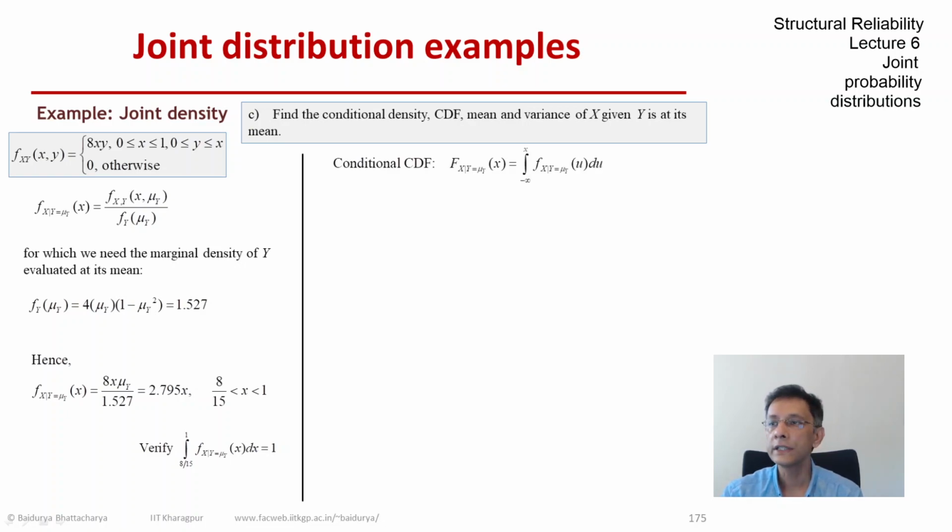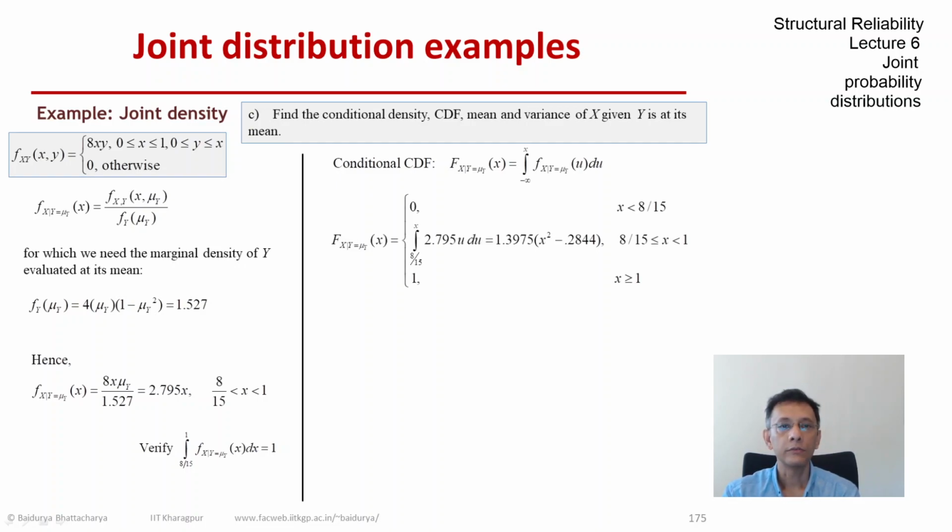Now the conditional CDF, the most straightforward way is to just integrate the conditional PDF, and that's what we do. And so that is simply the integration. Just make sure that there is no density to the left of 8/15. So the CDF starts at 8/15. The expression between 8/15 and 1 is given in the second equation, and at 1 the conditional CDF attains the value of 1.